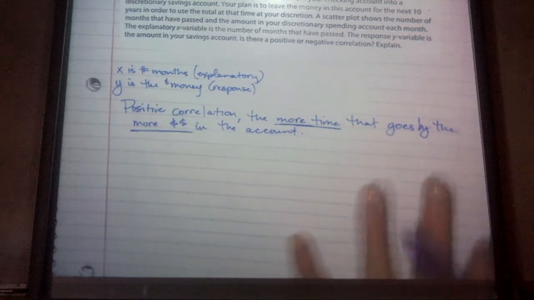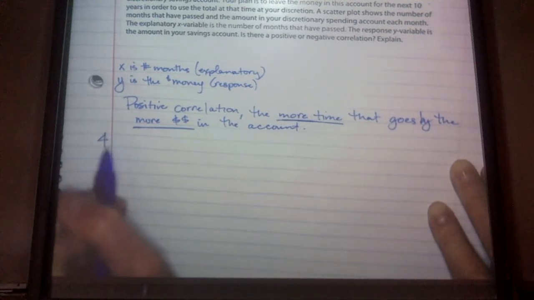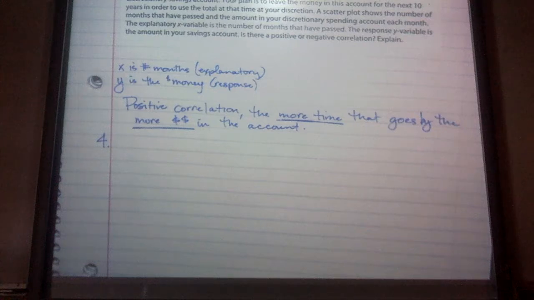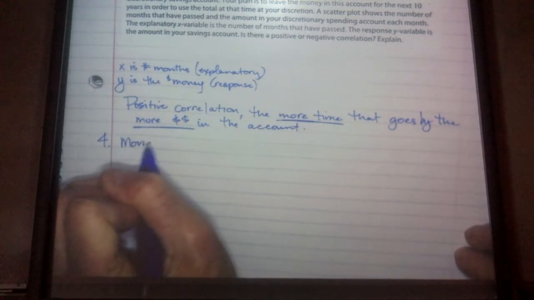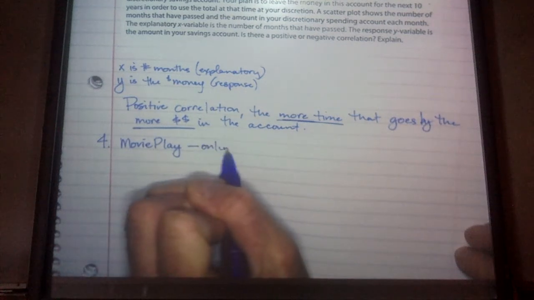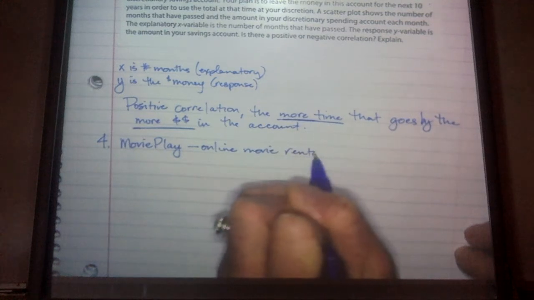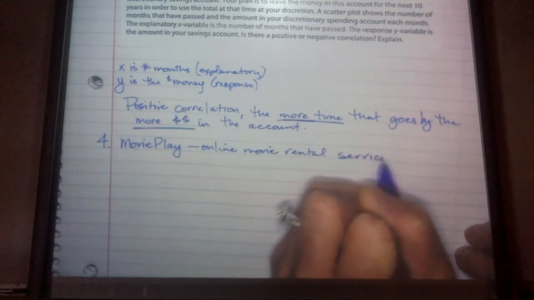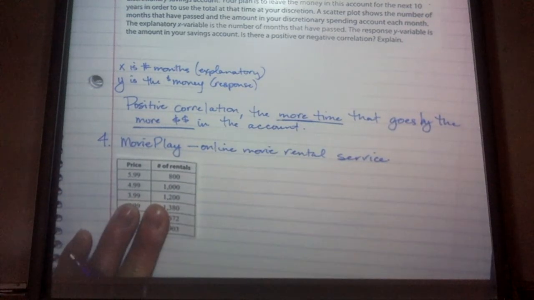Okay. Next one, so number 4. And I have some data for you, and this represents an online movie rental service. Okay, and so this table represents the price of a rental and how many people actually rented it.